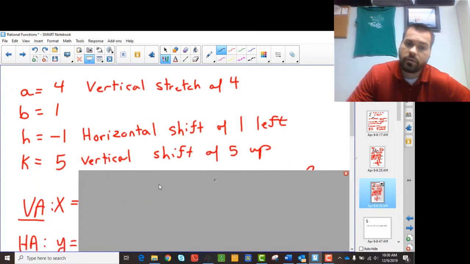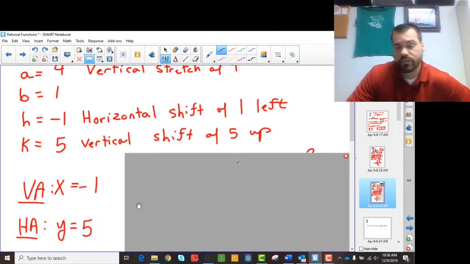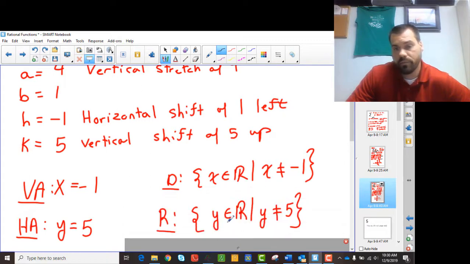And then I look at my parameters, my sort of descriptors of the graph. The vertical asymptote we said was x is equal to h. So h is -1. And the horizontal asymptote is y equals k. So it's going to be y equals 5. And then the domain is x just can't be -1, but it can be everything else. And the range is y can be everything else, but it can't be 5.